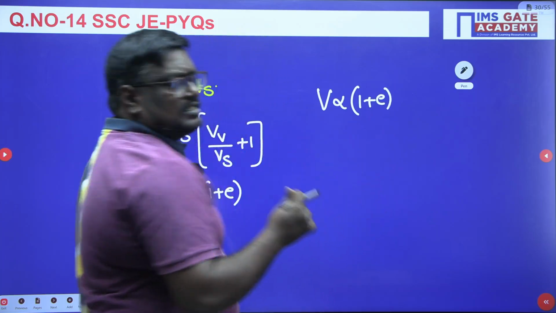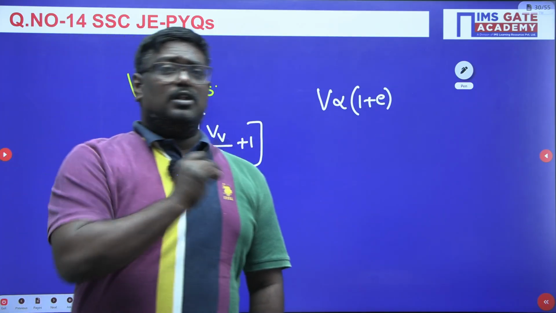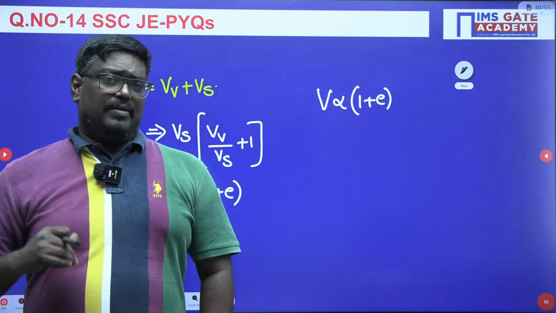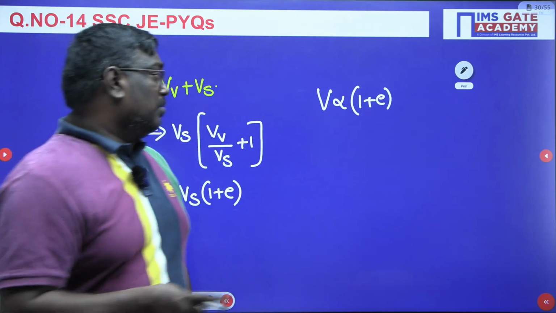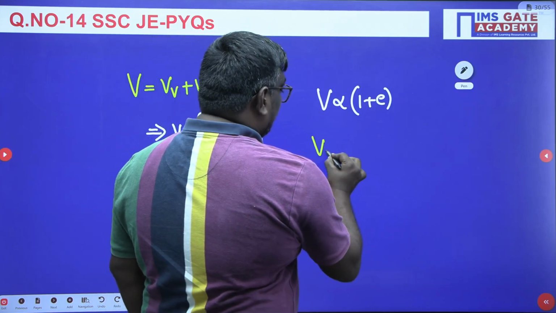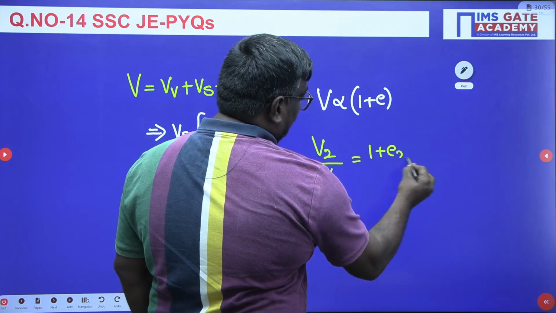So, my dear students, I am just giving the insight and the in and around concept. I can solve the problem within seconds, like within half a minute. But you have to understand the concept and how to remember the formulas. So, here you can write V2 by V1 can be written as 1 plus E2 by 1 plus E1.